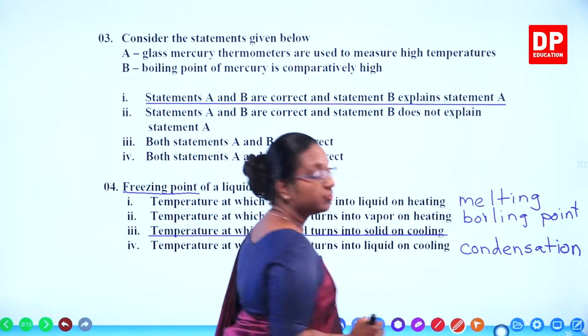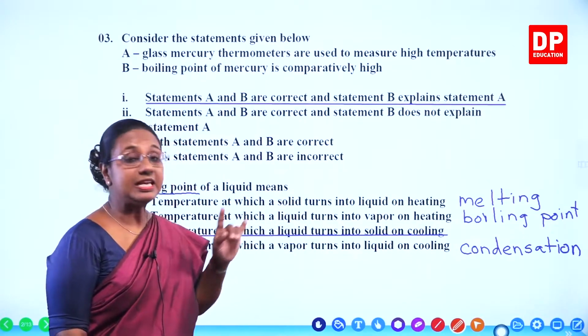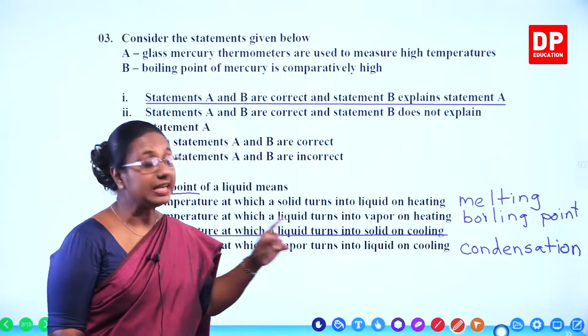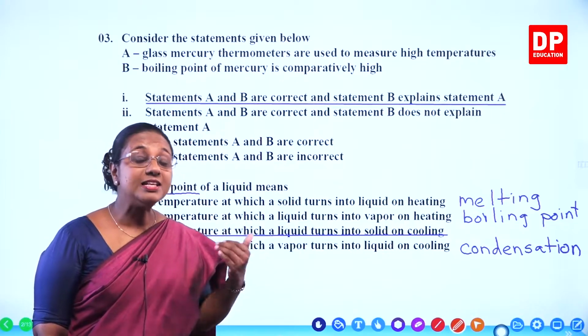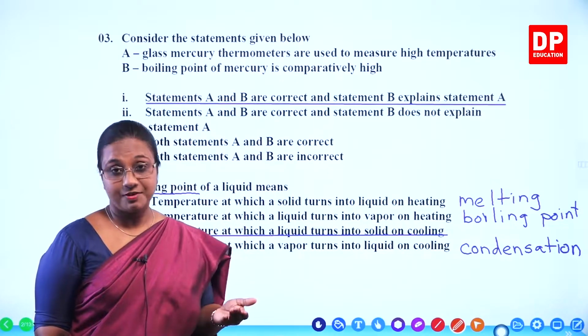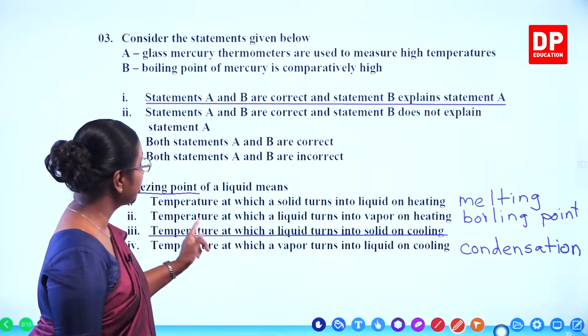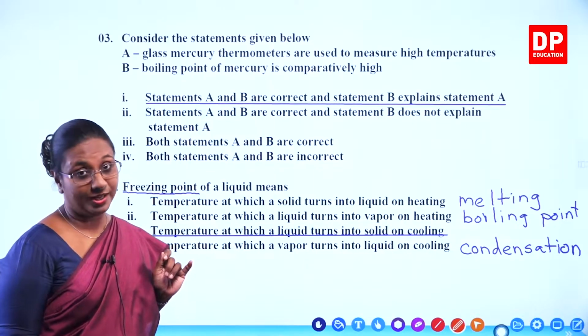Condensation. So students, you all have to remember all the state changes. Melting and freezing take place at the same temperature. Boiling and condensation again occur at the same temperature. But the way the state changes is different. So here, the freezing point of a liquid means the temperature at which a liquid turns into a solid on cooling.